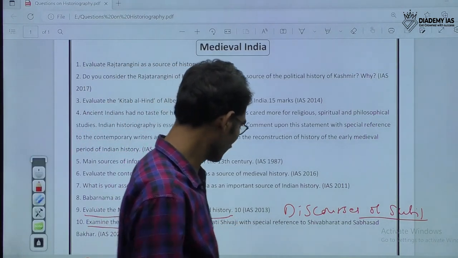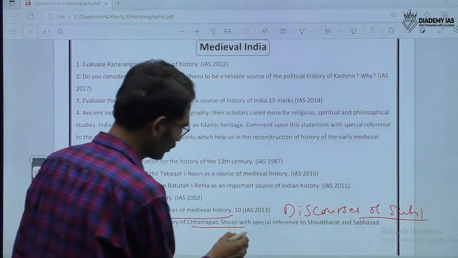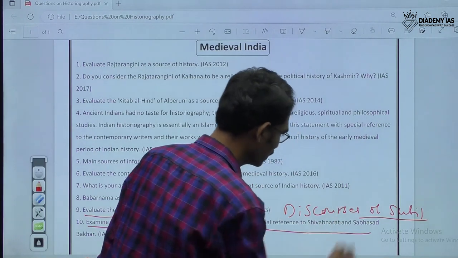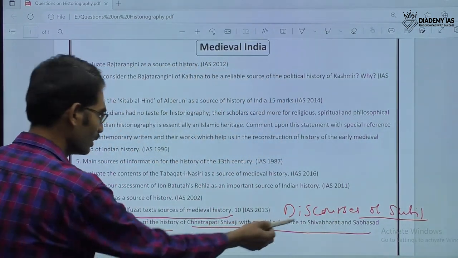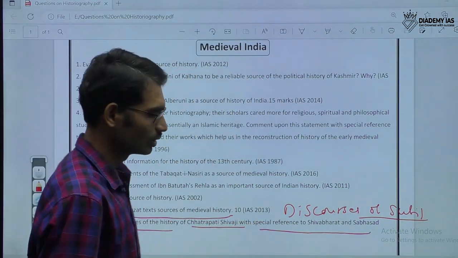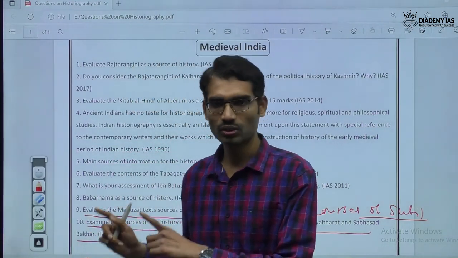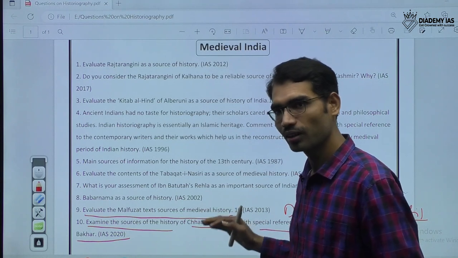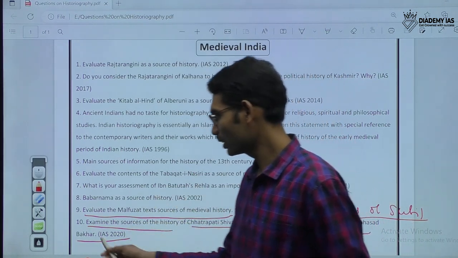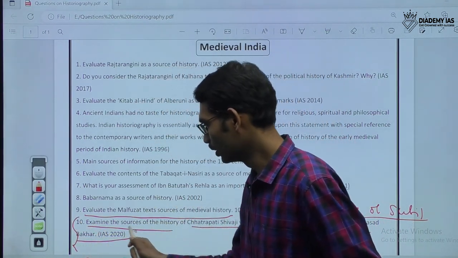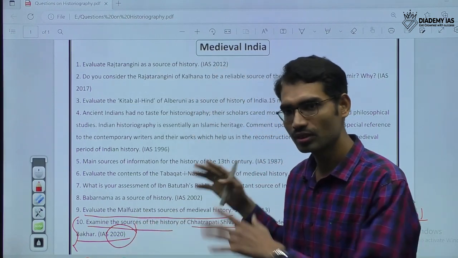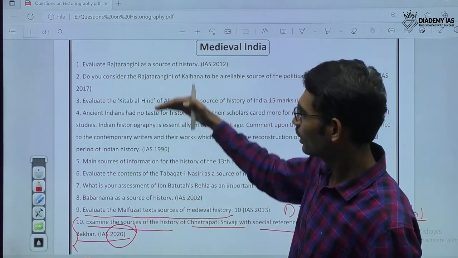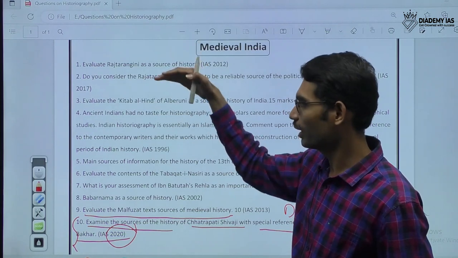Examine the sources of history of Chhatrapati Shivaji with a special reference to Shivabharat and Sabhasad Bakhar. So this is another source to study about the Maratha Empire. It is the biography of Chhatrapati Shivaji. Now you can see how questions are transforming. This is in 2020, so this is the latest one. These are the classical questions which were coming earlier.